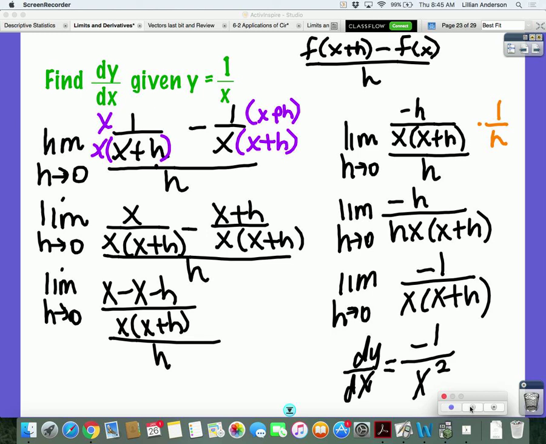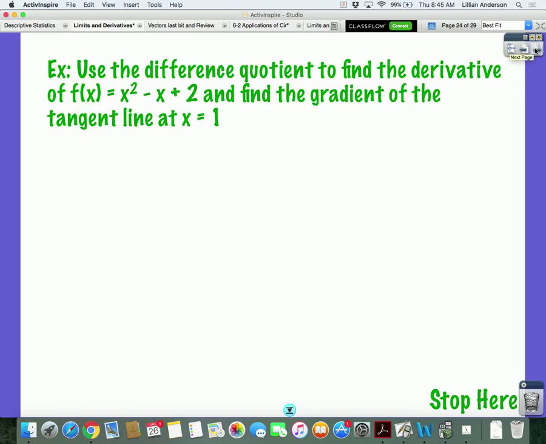So that's the process, using the limit process to find the derivative, okay? You use that formula, evaluate the limit as h approaches 0, and do your algebra as you need to get to the final answer. Now this one, you have to do one extra thing. Use the difference quotient, which is just the formal definition. And then once you got your answer, you actually had to plug in 1, because it asked you for the gradient. What does gradient mean? Slope. It actually wants you to find the slope of the tangent line at that particular point. So you had to go through the limit process.